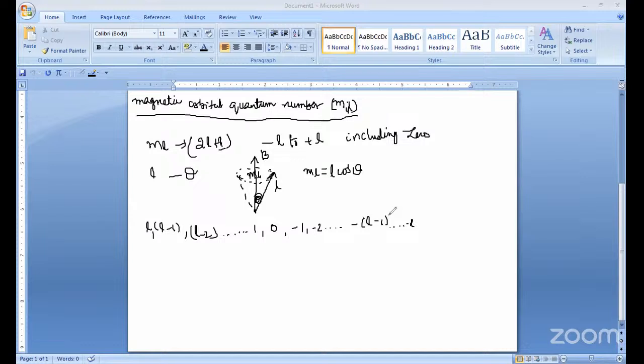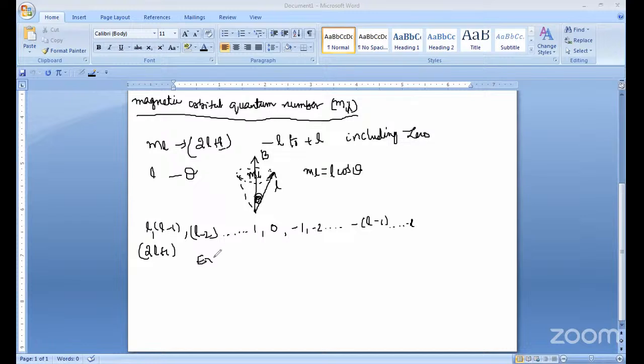So the possible orientations of the L vector relative to the field direction are also 2L plus 1. The possible orientation of the L vector relative to the field direction is also 2L plus 1. So, for example, suppose we take an L value.